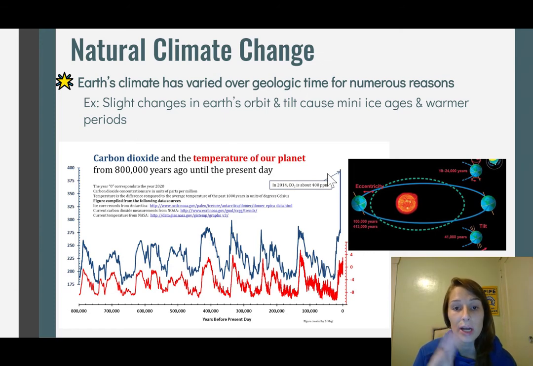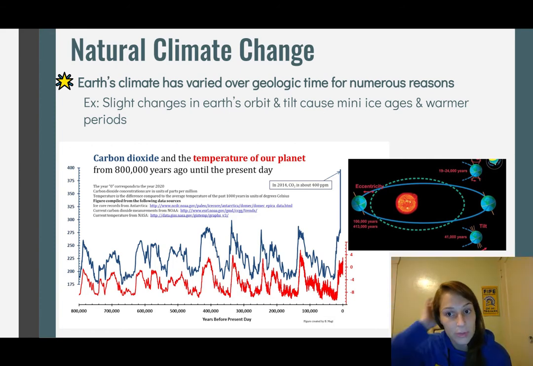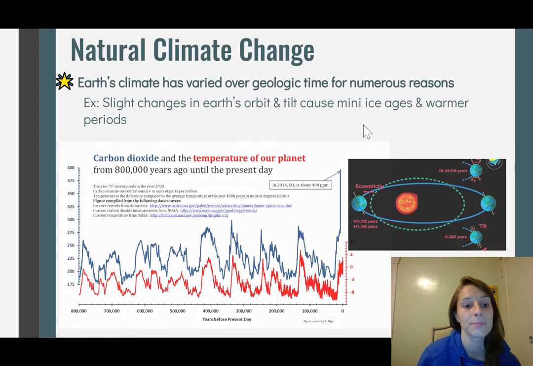So even though we do have natural climate change, I don't want this to take away in importance from the human impacts that are affecting the amount of carbon dioxide. But natural climate cycling is a thing that has caused changes in Earth's temperature and climate over time.